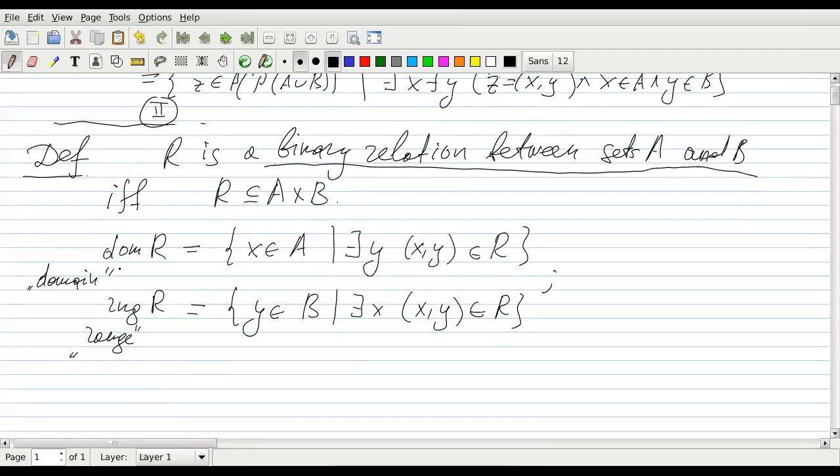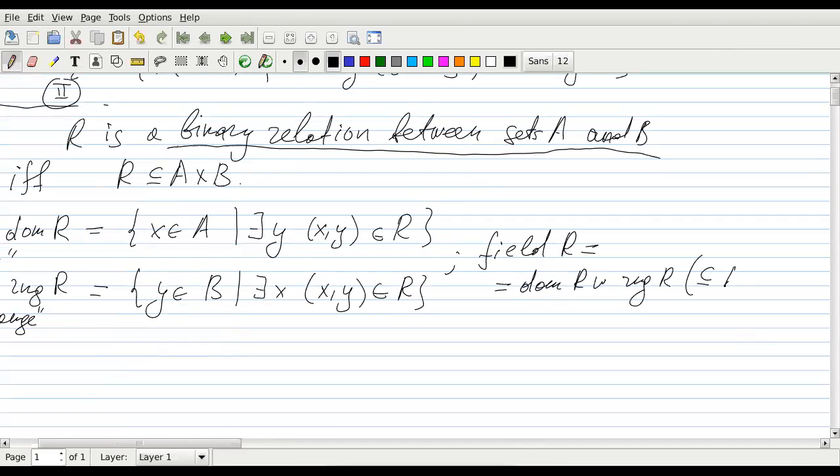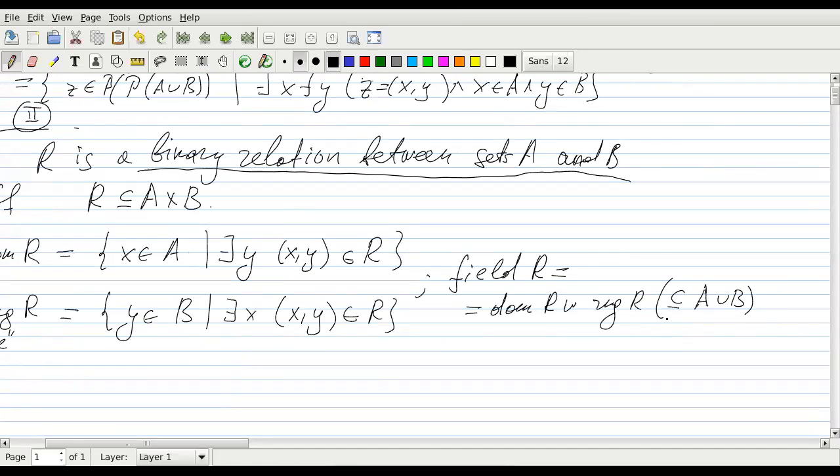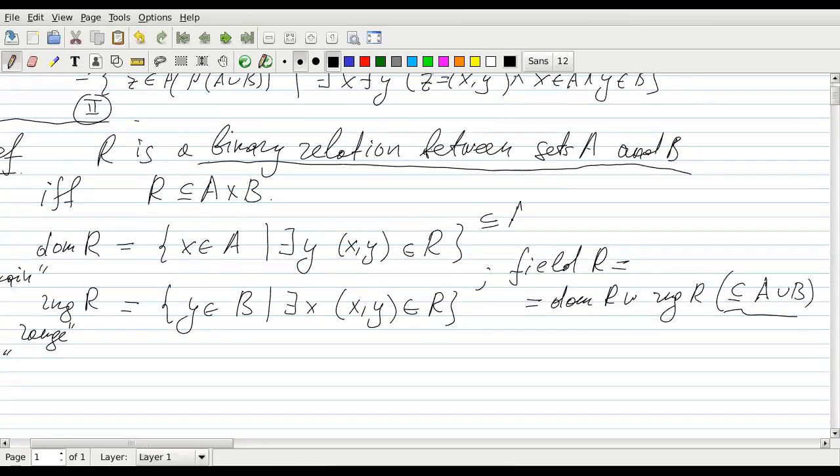And if we take these two together, we will obtain the so-called field of the relation R. That is the set of elements which are either first or second coordinates of some pair in R. Of course, it's quite clear that the field is a subset of A union B. And of course, the domain is a subset of A, for we take just elements of A, not all elements in general, but some elements. And the range is a subset of B.